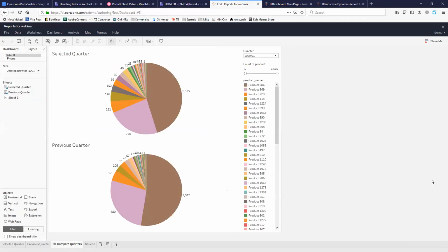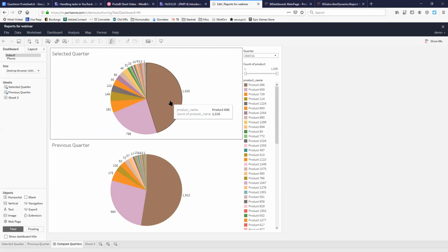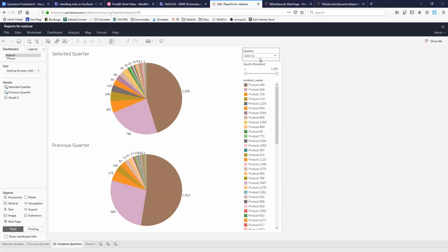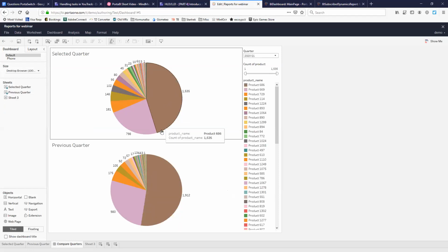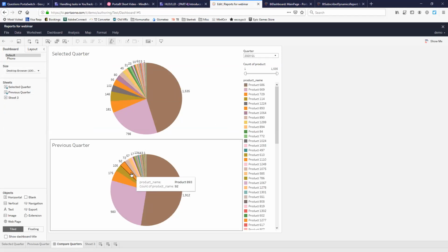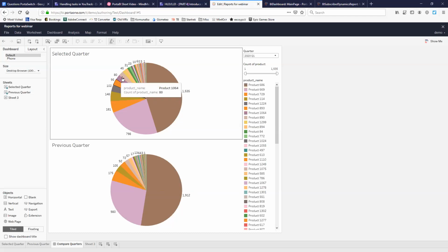So basically what I have here, I created 2 reports very similar to what I had with my products for the selected quarter. I have the same quarter selected, but I also show the previous quarter. So I can compare. For example, I see that in the current quarter, I have this magenta product, which is product 1064 with 80 new accounts. It wasn't in the top of my previous quarter. So we see that this product is getting to the top and taking up some space.